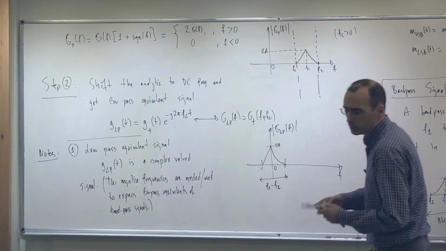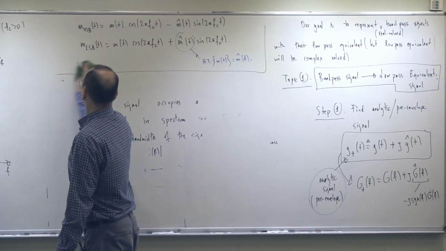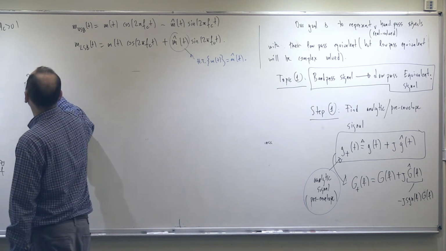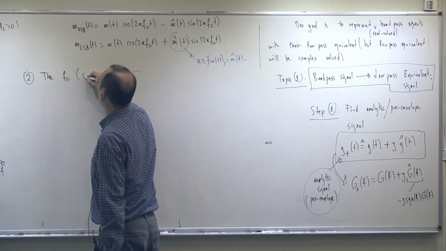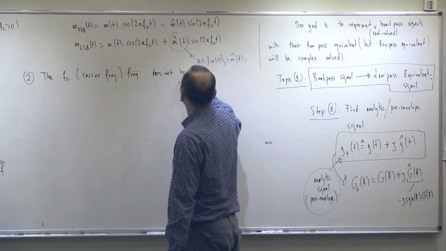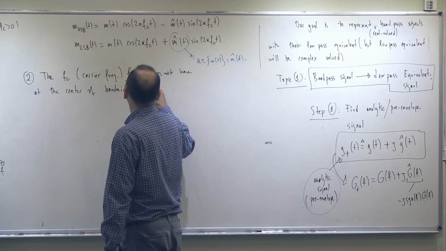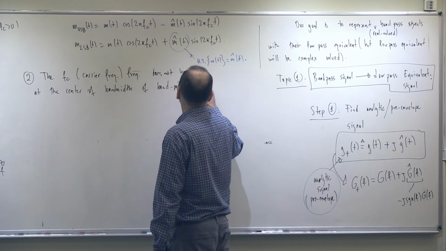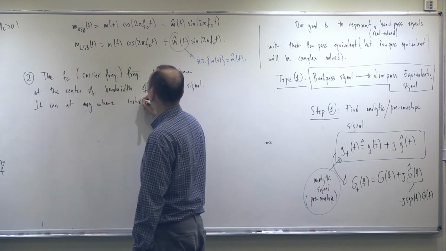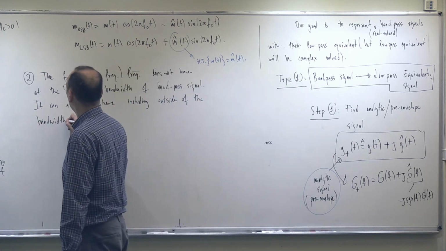So comment number 2: the FC frequency is called the carrier frequency. It does not have to be at the center of the bandwidth of the bandpass signal. It can be anywhere, including outside of the bandwidth. Because this argument does not depend on the selection of FC.